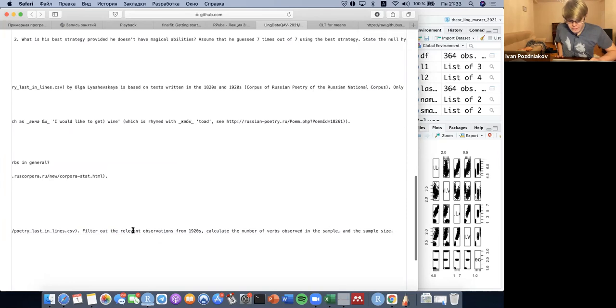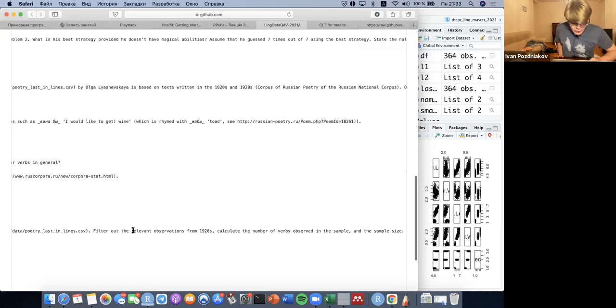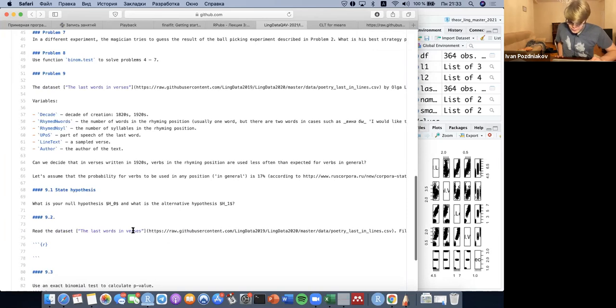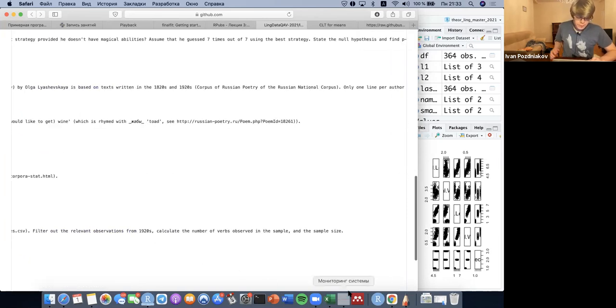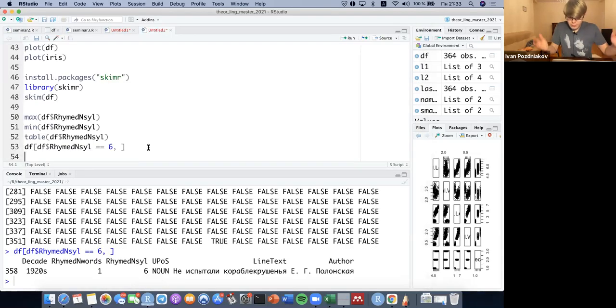Filter out the relevant observations from the 20s. So first of all, we need to create a subset of our bigger data set that contains only rows for the 20th century, right? So where decade is 1920s, but not 1820s. And we do it the same way that we did it for selecting rows where the syllable count is equal to 6.